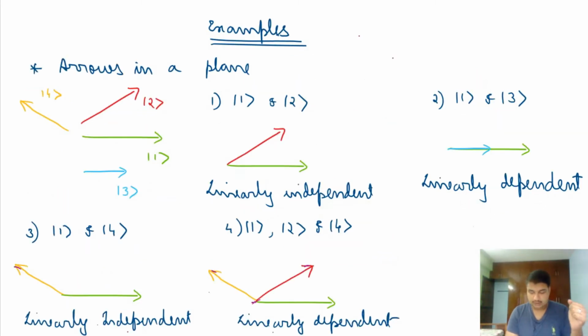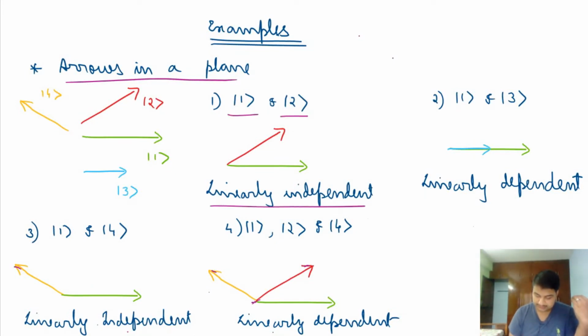The first example is going to be our arrows, which we are already familiar with, and we have also discussed them in our previous videos. First we consider arrows in a plane. In my previous video on day 4, we had considered this example and proved that if you consider only vector 1 and 2, then they will be linearly independent. If we consider only 1 and 3, they will be linearly dependent. If we consider only 1 and 4, they will be linearly independent. But if we consider three vectors together, then they are linearly dependent.